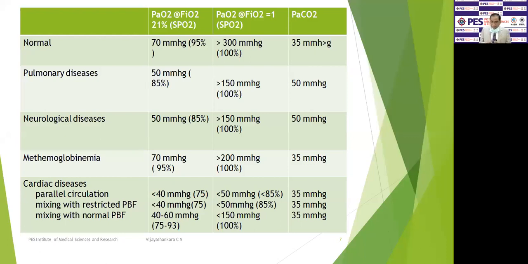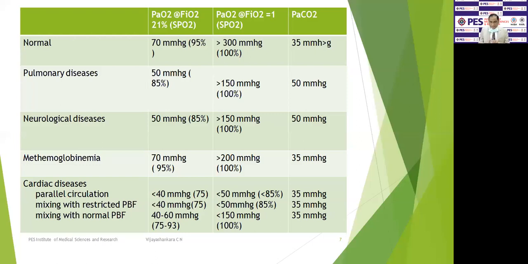And even with 100% oxygen, the oxygenation cannot improve because the pulmonary blood flow is abnormal. The blood from the right ventricle comes to the systemic circulation, not going into the pulmonary circulation, so the PO2 will not increase more than 50 millimeter of mercury. Respiratory PaCO2 will be normal in this condition.